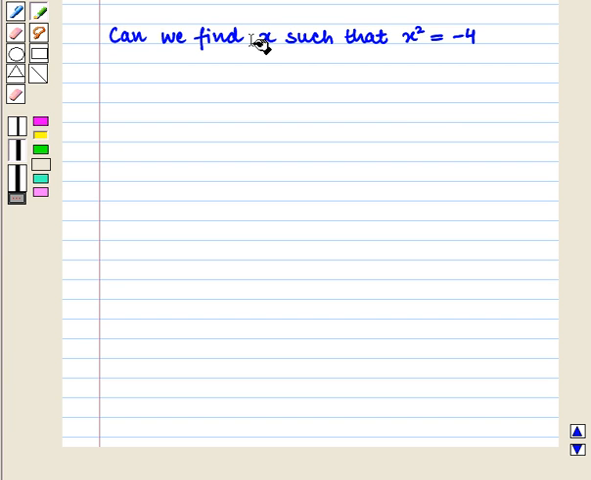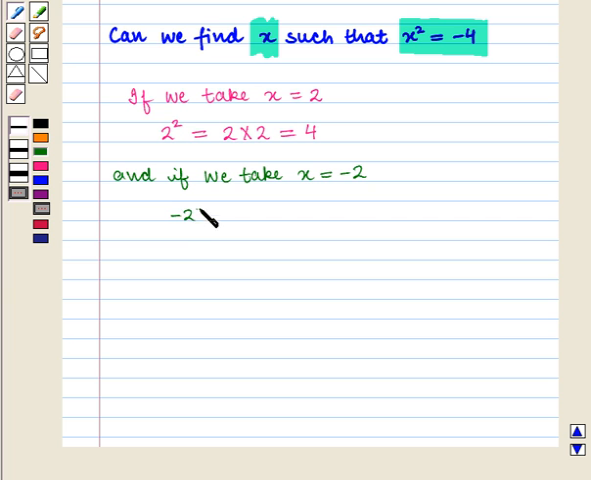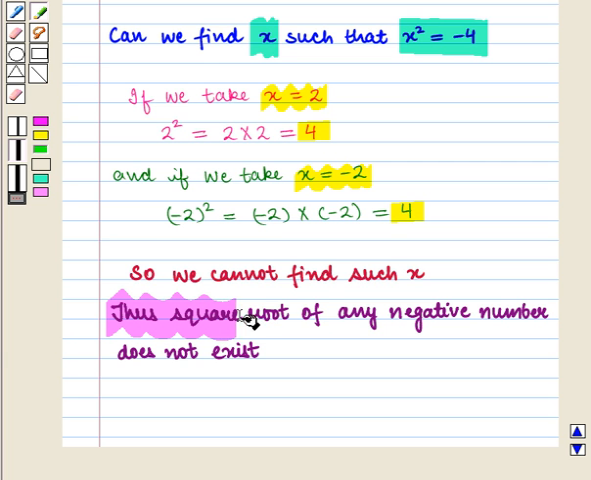For example, can we find x such that x square is equal to minus 4? Now, if we take x is equal to 2, then 2 square will be equal to 2 into 2, that is equal to 4. And if we take x is equal to minus 2, then minus 2 whole square will be equal to minus 2 into minus 2, that is again equal to 4. In both cases, we obtain positive 4, so we cannot find such x. Thus, square root of any negative number does not exist.